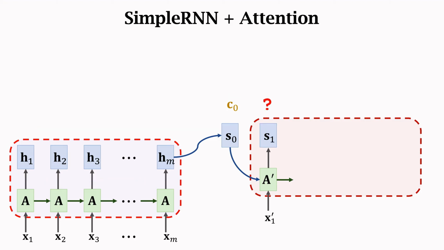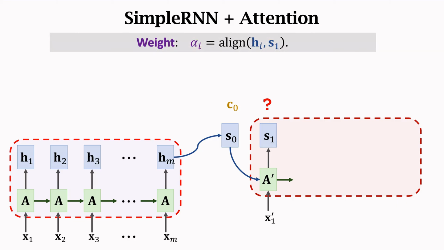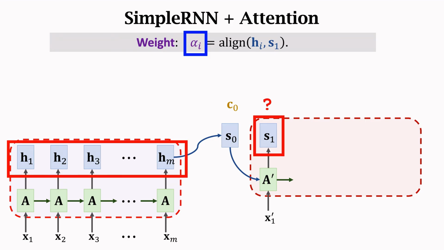Then we want to compute the next context vector. It corresponds to S1. To compute the context vector, we first compute the weights, alphas, using this equation. The ith weight, alpha i, depends on Hi and S1. The weight matters how well Hi and S1 are aligned. Look at the figure. The weights depend on the decoder's current state S1 and all the encoder states H1 to Hm.